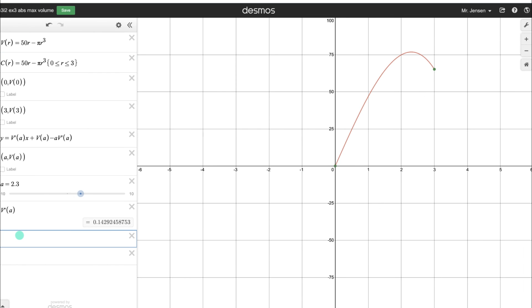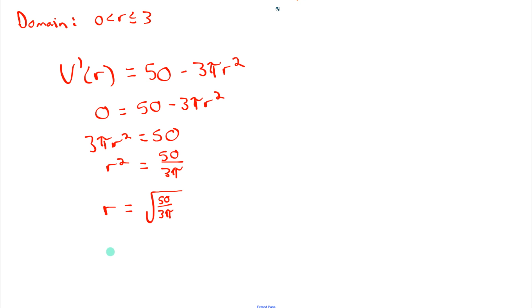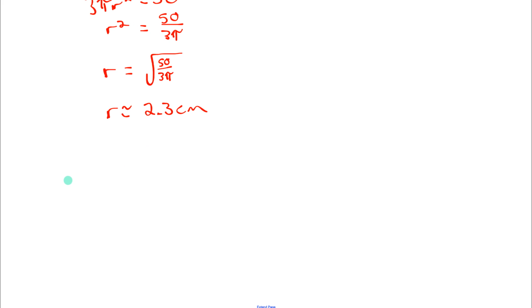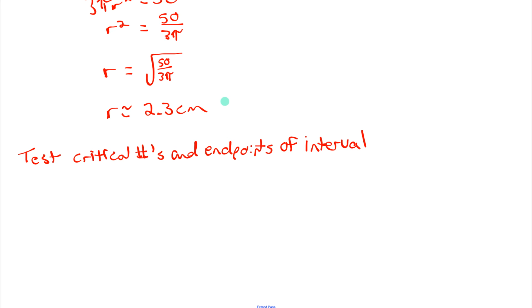So let me evaluate that here. 50 divided by 3 pi. I need to square root this, so that means to the exponent of a half. And I get 2.3. And yep, that's the x value of that point right there. So it's about 2.3. So the radius is about 2.3 centimeters. So if we're finding absolute max on an interval, we just have to test critical numbers and endpoints of the interval. And keep in mind this is a critical number.